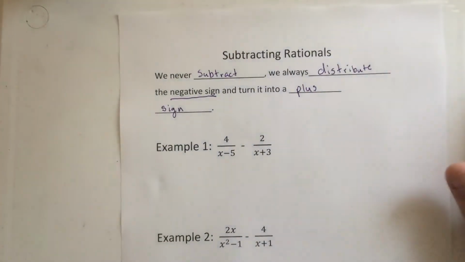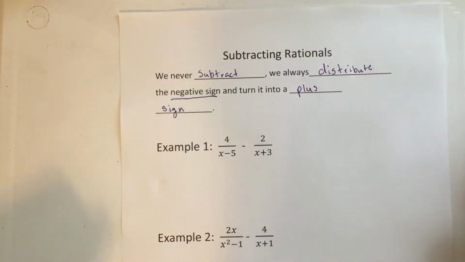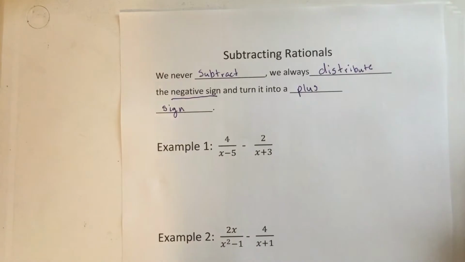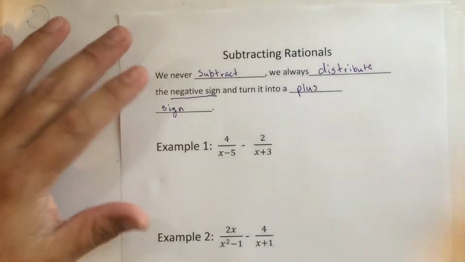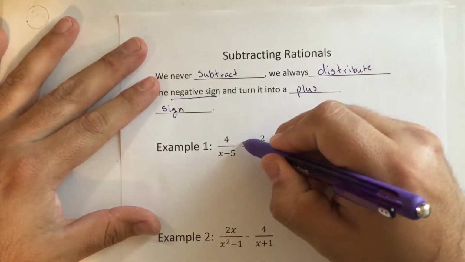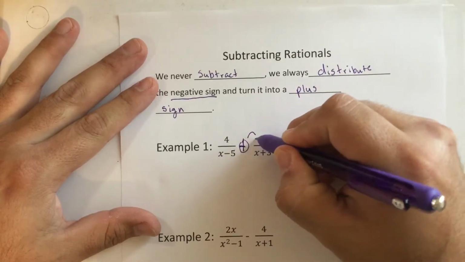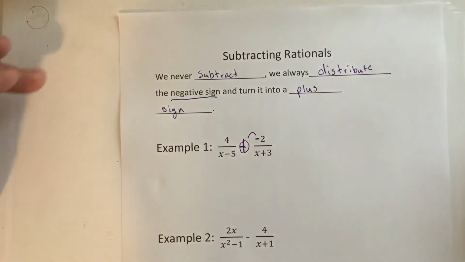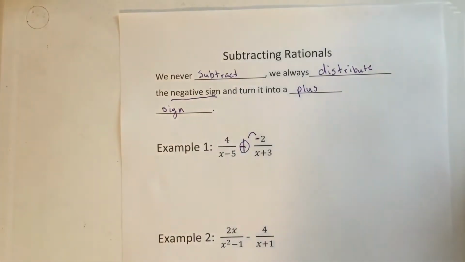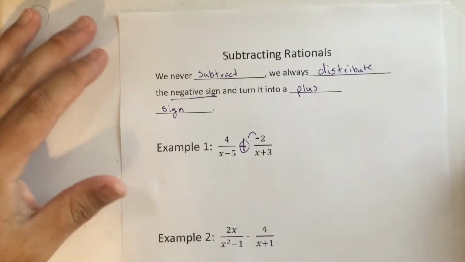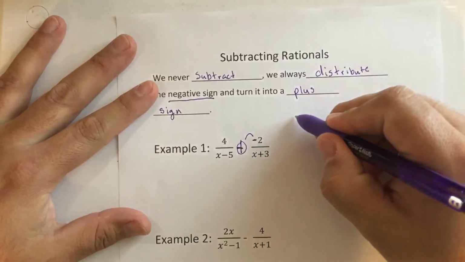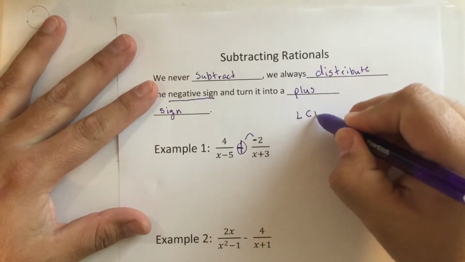See how it's 4 over x minus 5 minus 2 divided by x plus 3. What happens is I'm going to change this minus symbol into a plus symbol, and that minus symbol I'm going to distribute to that 2. So now that becomes a negative 2. So now it's just like addition, and just like addition, we have to find our least common denominator or divisor, our LCD.